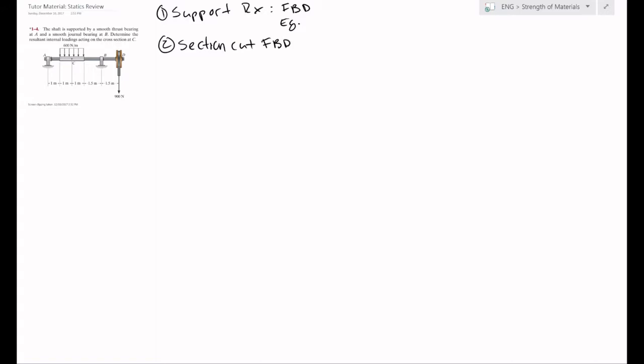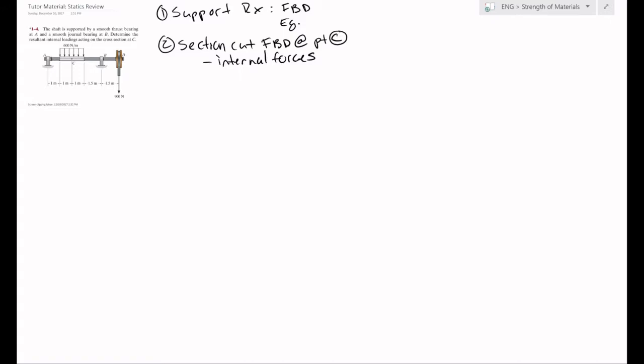FBD at point C, and determine the internal forces at that point. So going over the question though, the shaft is supported by a smooth thrust bearing at A and a smooth journal bearing at B. Determine the resultant internal loadings acting on the cross section at C, which is right there.